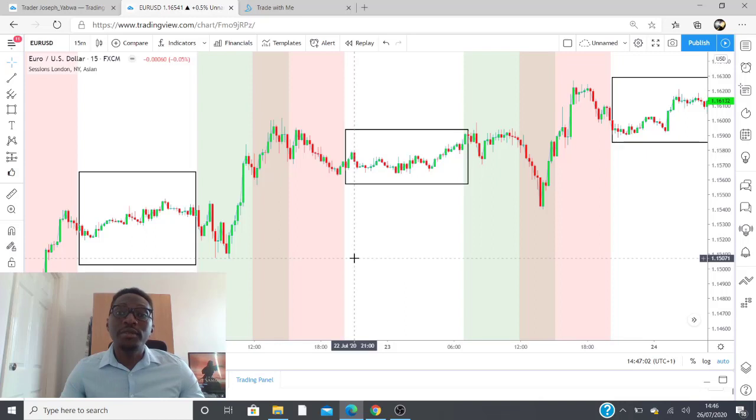So for example, if you live in Asia, you know that you shouldn't really be trading the euro dollar unless you're going to stay up all night and trade, because that's when you're going to get the market being volatile.